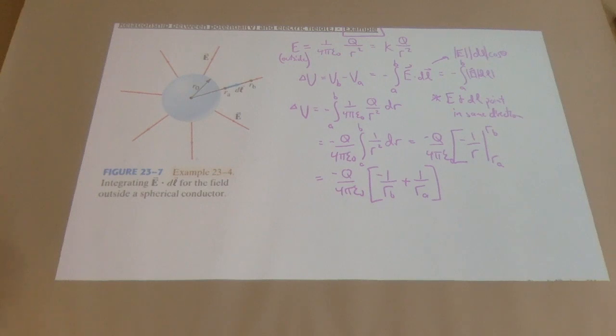And then I'm going to pull this negative sign inside here just to simplify a little bit. So that's going to be Q over 4 pi epsilon naught, and then we're going to have 1 over RB minus 1 over RA.